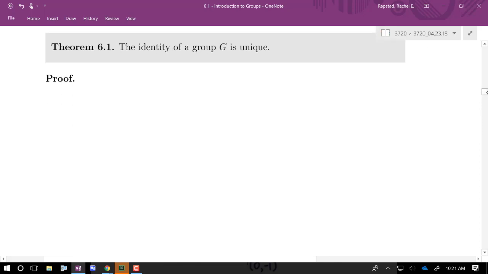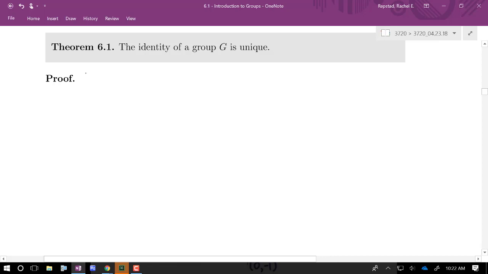All right, so now we're going to prove some results. The first biggie is that the identity of a group is unique. There is only one element that satisfies that definition of an identity that was part of the first page of this chapter, right? Where we define what a group is. It's going to be closed, it's associative, it has an identity. As it turns out, it's only going to have one identity. There can only be one element that satisfies that.